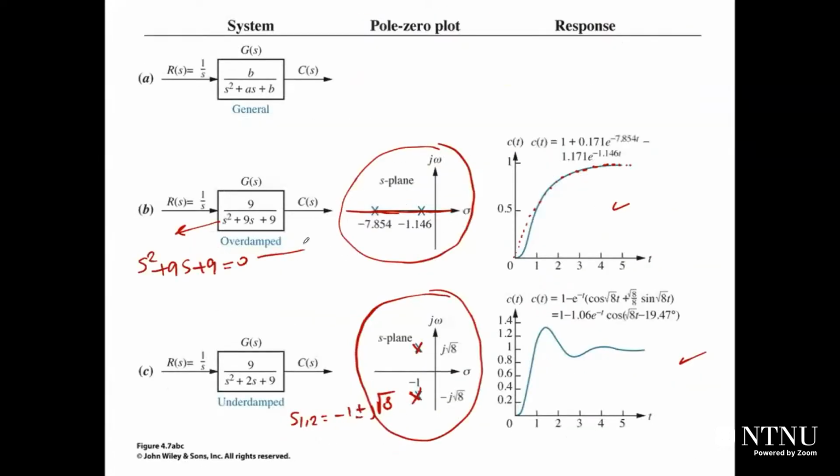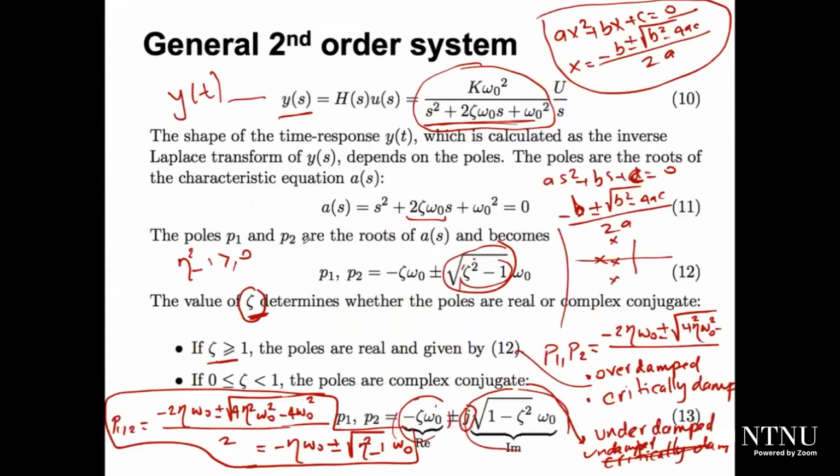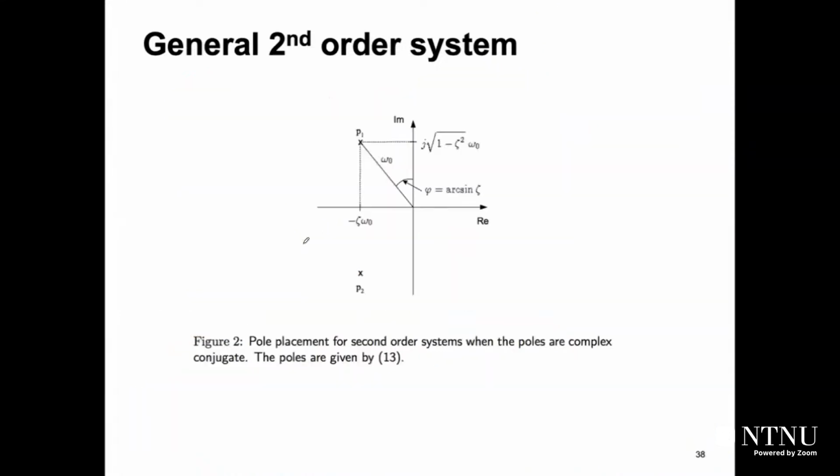So zeta is very important, and from this zeta, which we can find quickly from the transfer function, it will be possible to find the form of the response, the shape of your response. Yes. So now we will go into the general second order system. So this is pole placement for second order system when poles are complex conjugate. I mean, when those poles are complex conjugate, we have one pole here and one pole here.